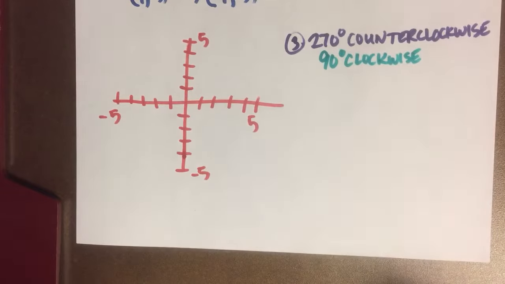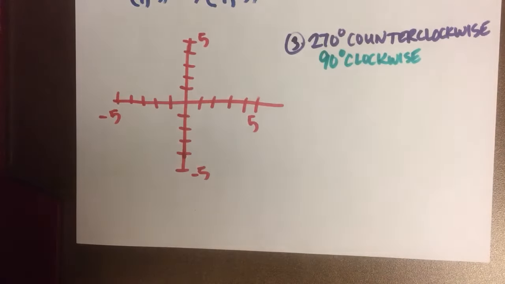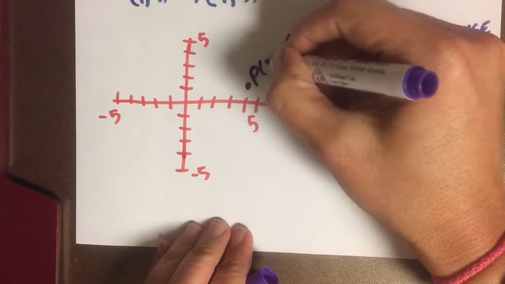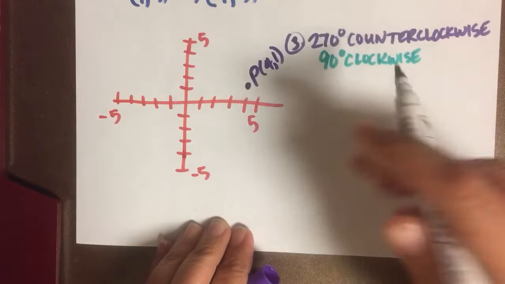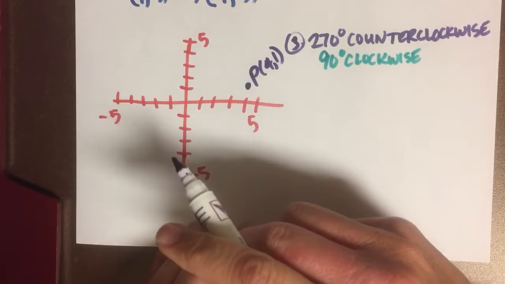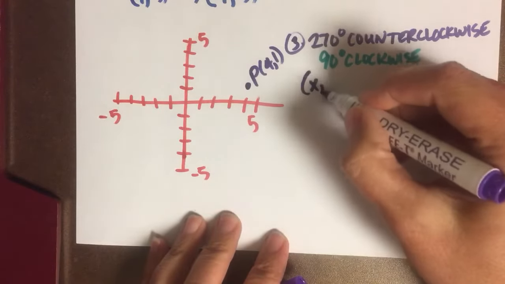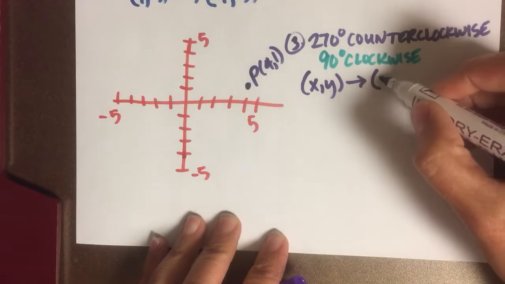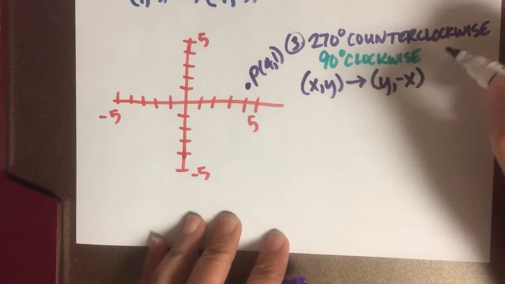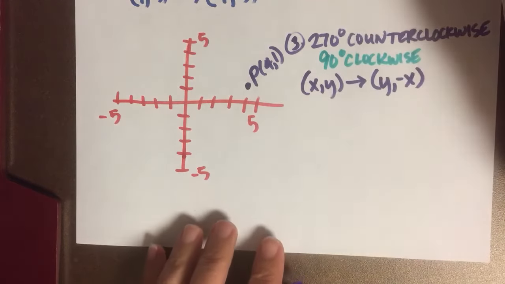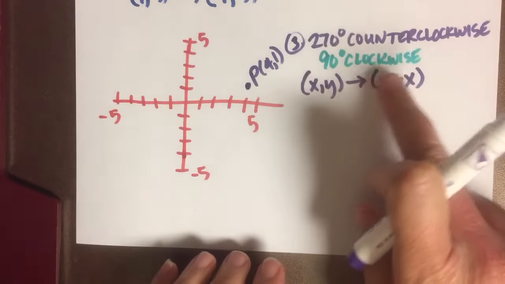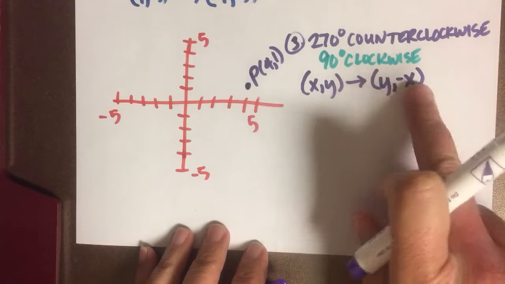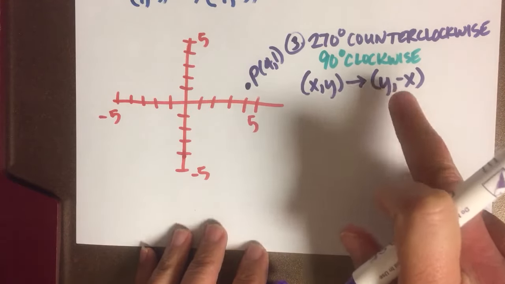Again, everything we're doing is around the origin. So let's start with our point again. Let's start with our 4, 1. That's our point P, 4, 1. If I want to rotate this 270 degrees, here's the formula. (x, y) changes into (y, -x). So as in the first one, when we looked at the 90 degree, y and x switch places and you took the opposite of the y value. Now the y and x switch places and you're taking the opposite of the x value.